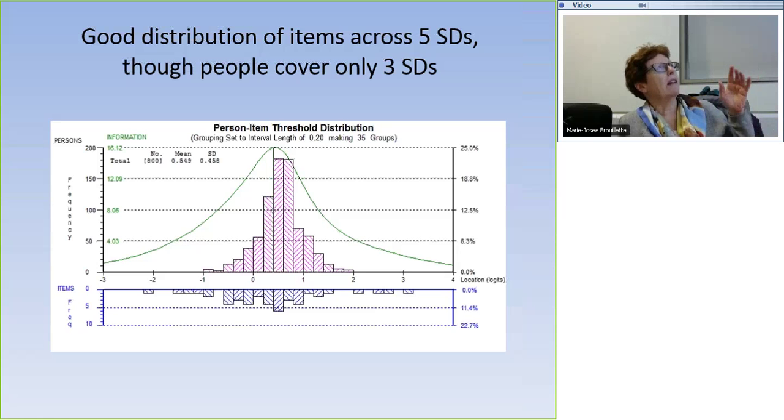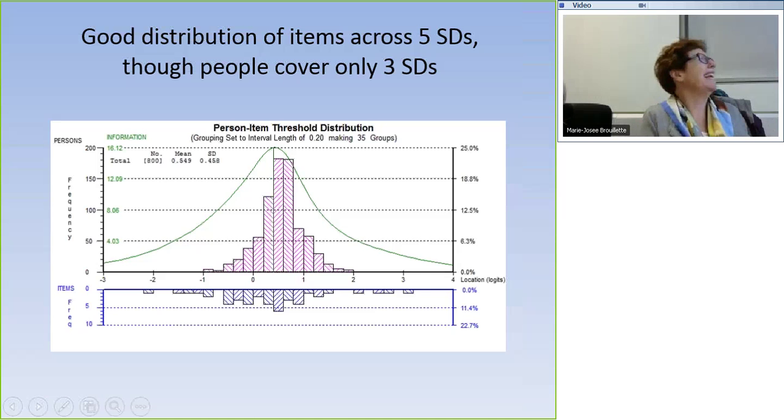So what you see on the top is a very nice normal distribution. That's called the information curve. And it says we have a lot of information in the middle of the pack. And it's not quite 0. It is, in fact, the mean, and you can see the mean is up here.